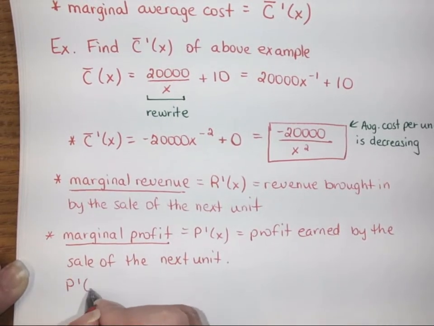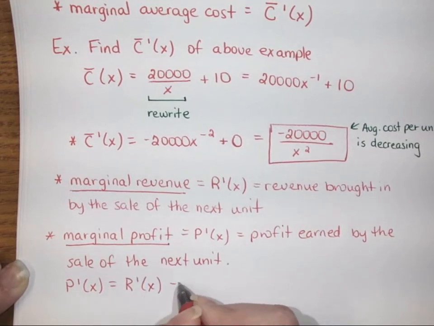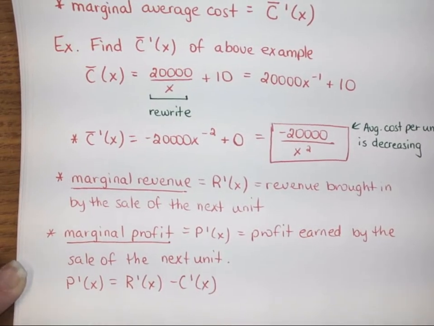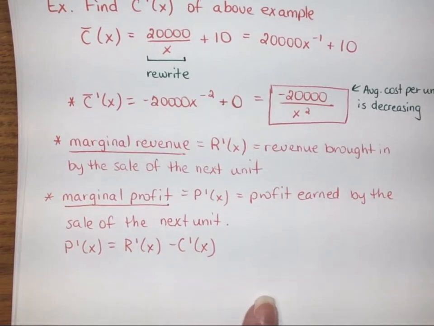Interestingly enough, if you want P prime of x, you can take R prime of x minus C prime of x. In other words, that relationship where profit is the difference between revenue and cost actually works for its derivatives as well.